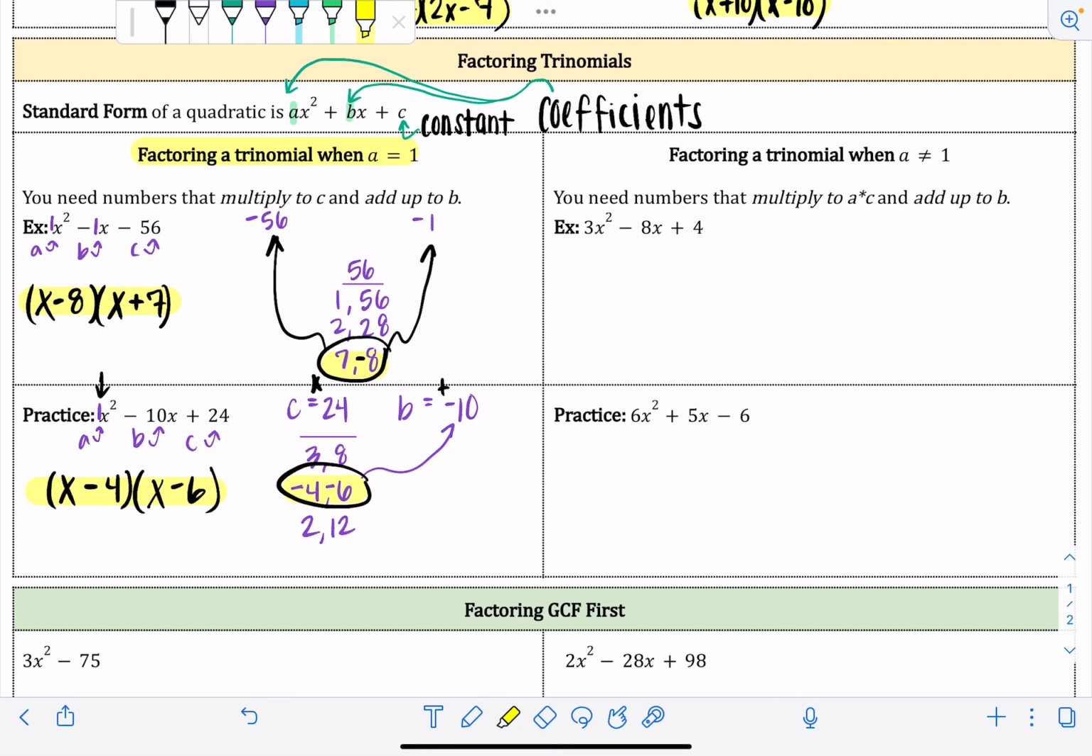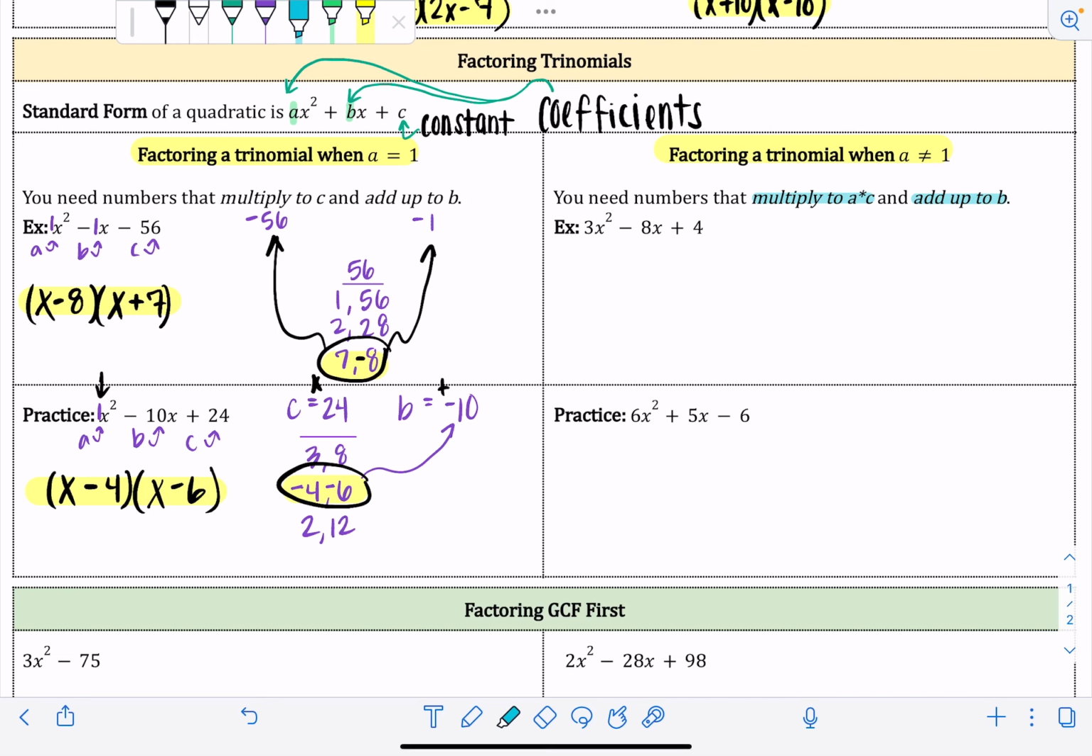And then the next section, we're going to go to the right. Factoring a trinomial when A is not 1. So when the number in front isn't 1, it does get a little bit more complex, but the gist is the same. It says that we need numbers that multiply to A times C, so not just C anymore, and then add up to B.